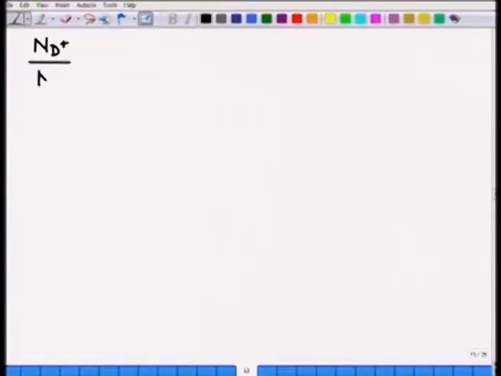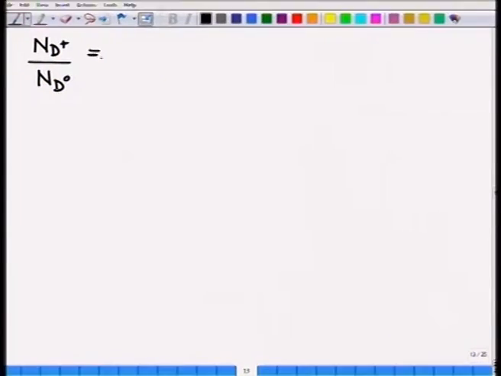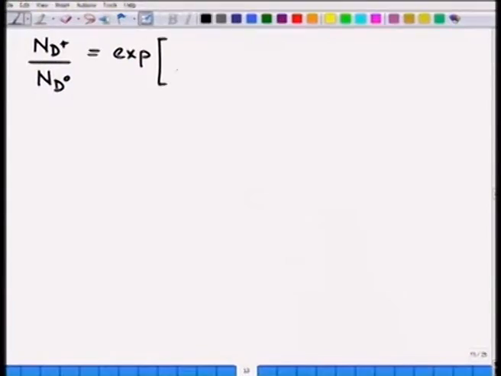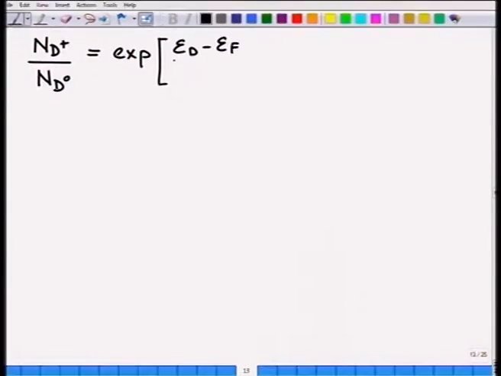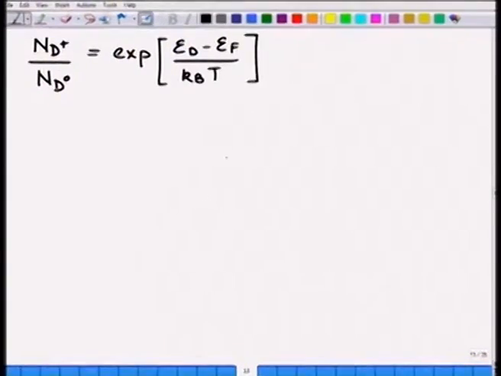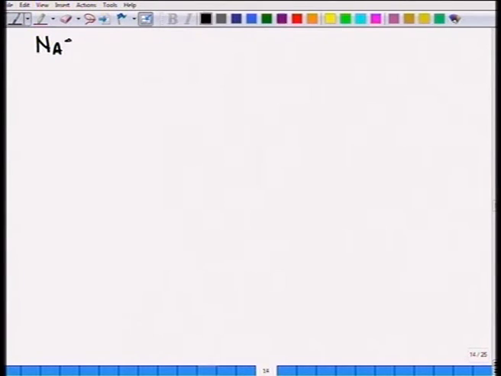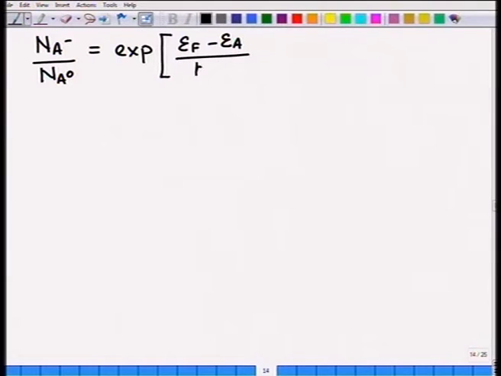Okay. So, our question becomes back again, let us just manipulate this a little bit more, let us write down these statements one more time, and continue on this for a few more minutes. Nd plus divided by Nd 0 is equal to e to power Ed minus Ef, and Na minus divided by Na 0 is e to power Ef minus Ea by K B T. All right.